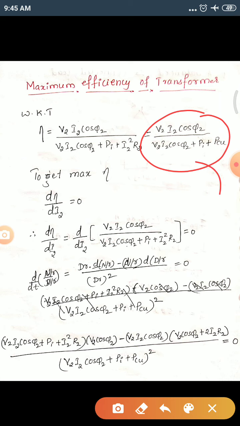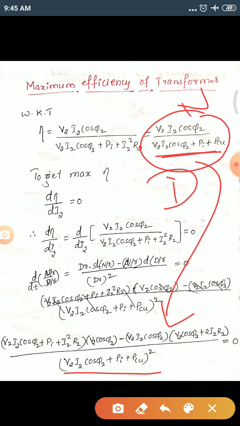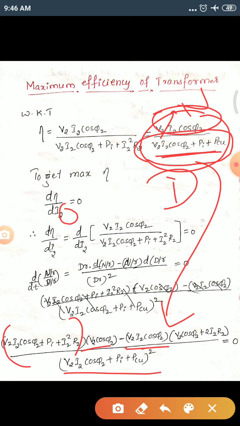Observe here, this is the numerator and this is the denominator. Square the denominator, and keep the denominator as it is, into differentiate the numerator, V2 I2 cos phi 2. You are differentiating this function with respect to I2, meaning I2 is the only variable. So I2 with respect to I2, if you differentiate, it will be 1, therefore it will be V2 cos phi 2. And then minus numerator as it is, V2 I2 cos phi 2 as it is, into V2 cos phi 2, because you are differentiating the denominator now.